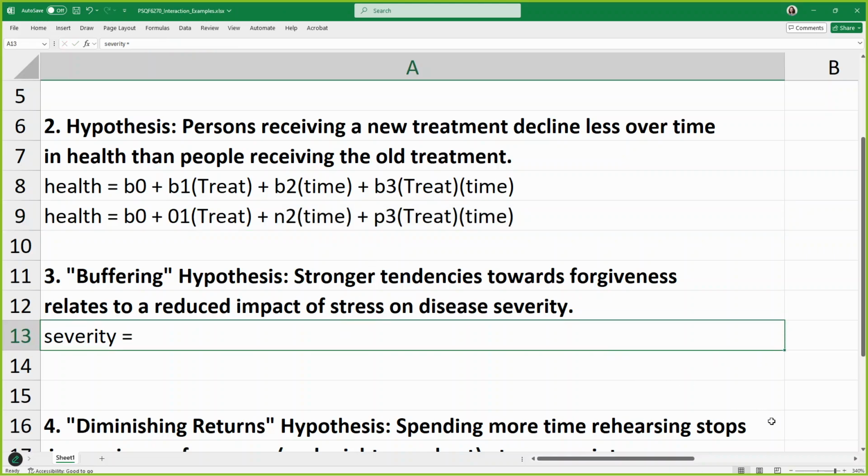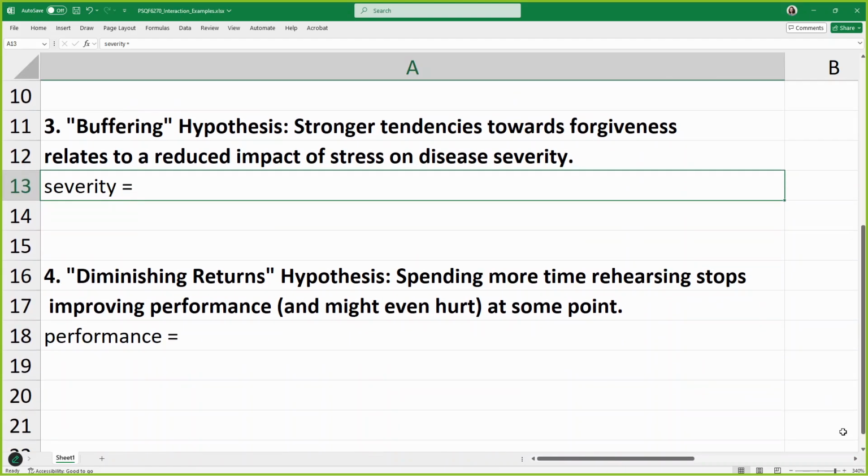How about a buffering hypothesis? This is based on a friend of mine's dissertation. Stronger tendencies towards forgiveness relates to a reduced impact of stress on disease severity. So stress is less bad for you if you're forgiving.